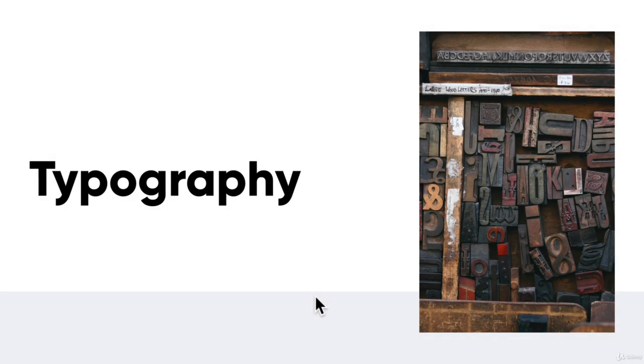We're going to be talking about a big topic, and that is typography. Now, where do I even begin? There are so many different things to talk about, but what I want to do is start right at the basics. So let's talk about the different categories of type.